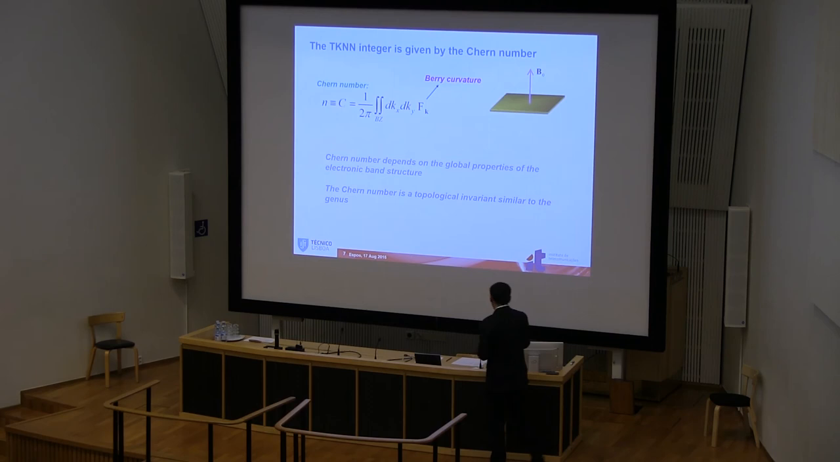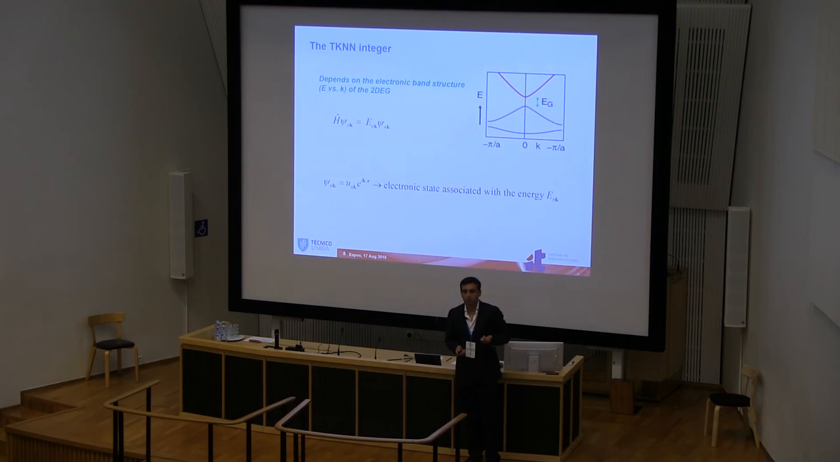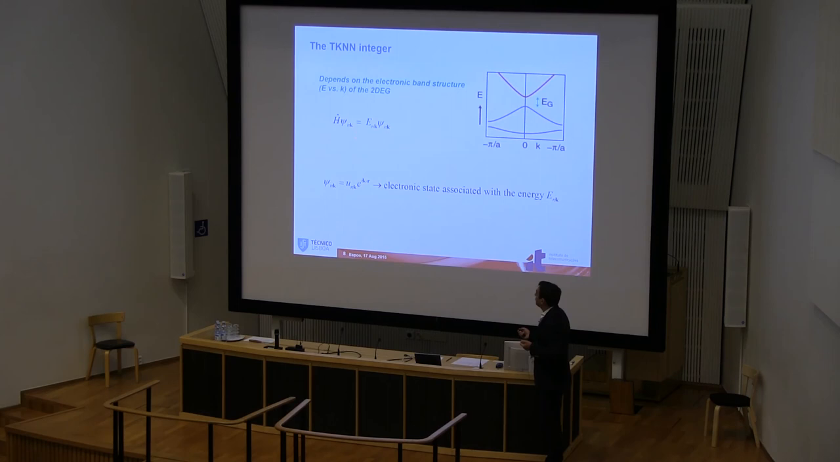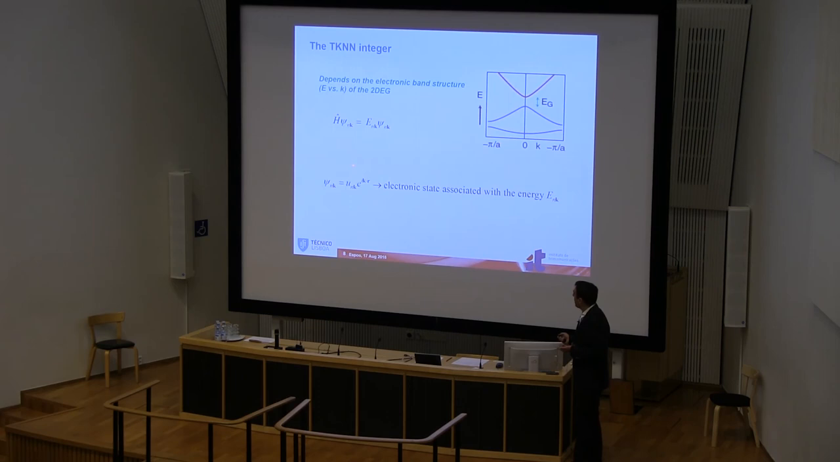So let me tell you how we calculate in practice this Chern number. Basically you have the electronic band structure, and you can compute the stationary states of the Schrodinger equation. So you have to solve the Schrodinger equation, you get the band structure, and each state, since we assume that the material is periodic, is a Bloch wave. So it can be seen as the product of the envelope, which I designate here as U, and the propagation factor.